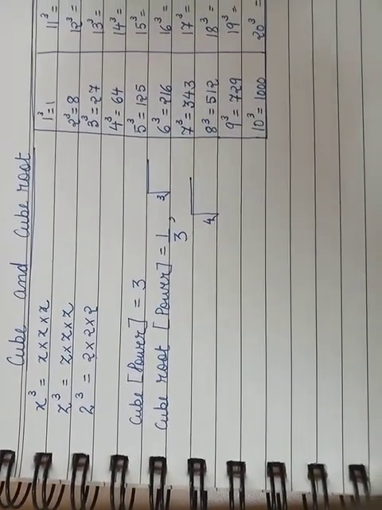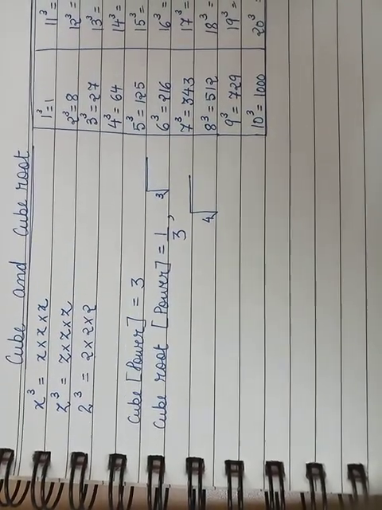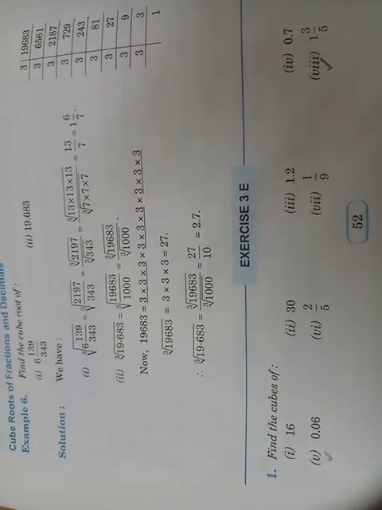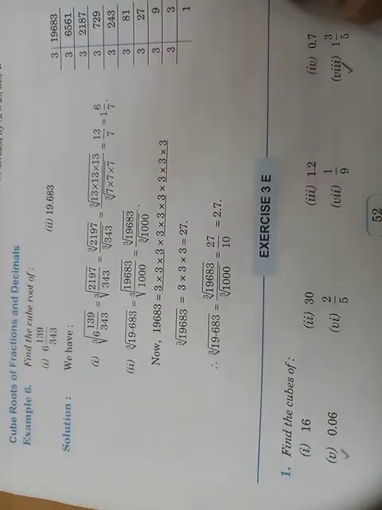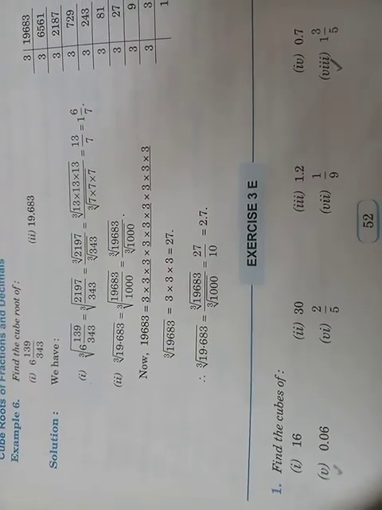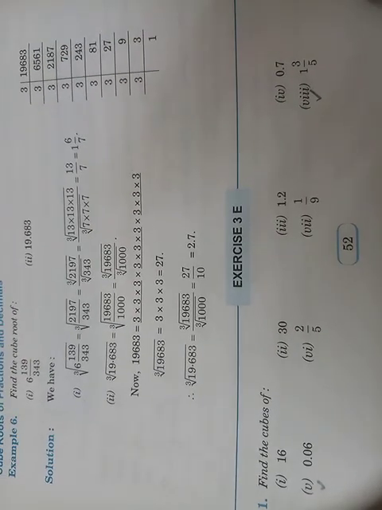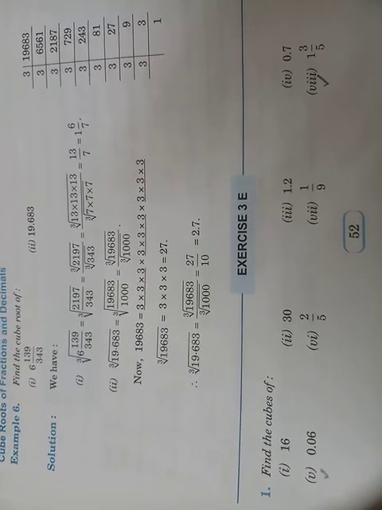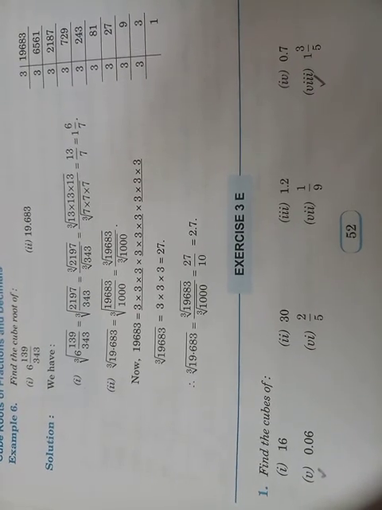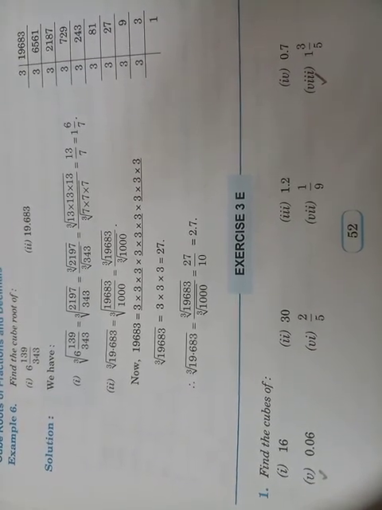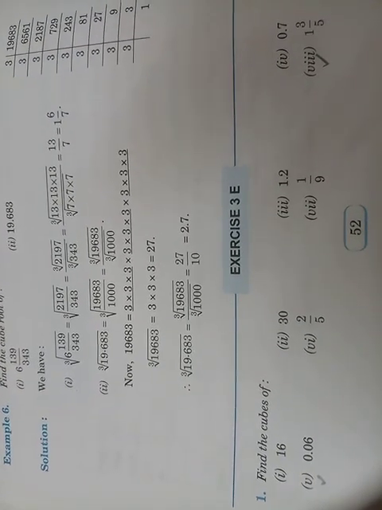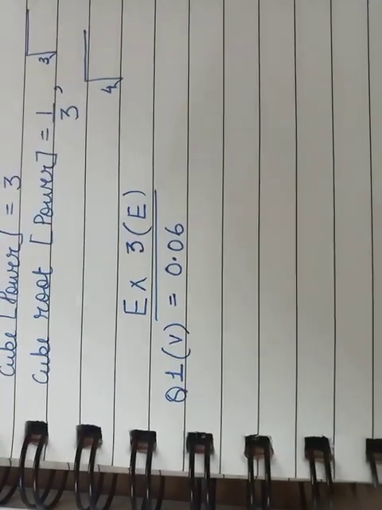Now we start with exercise 3E. Question number 1. Find the cubes of. Question number 1 has 8 parts. We are looking for the 16 cube, 30 cube, 1.2 cube. You can do it very easily. I do the 5th and the 8th part for you. See how we do it.